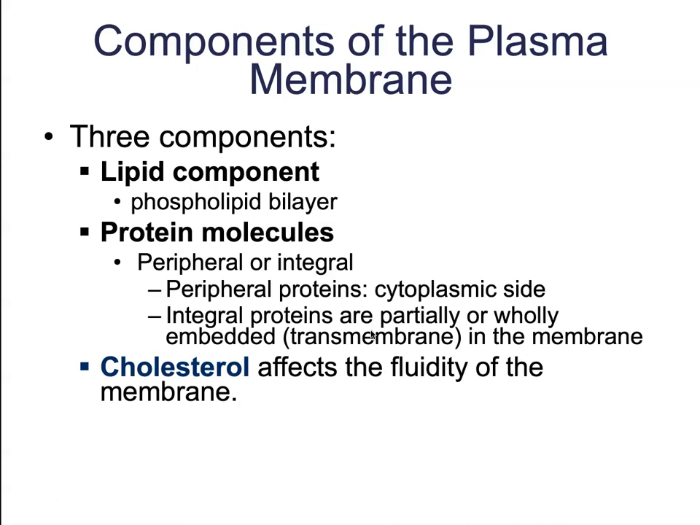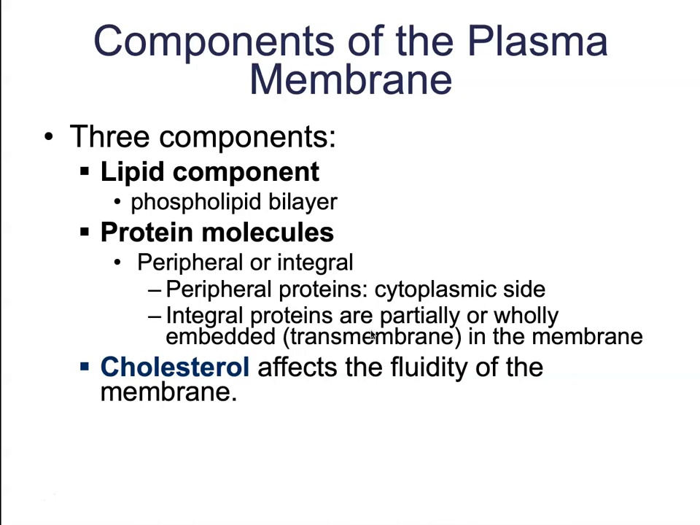The last component of the plasma membrane is going to be cholesterol. Cholesterol is actually a really important part of the plasma membrane. It's going to be a lipid steroid that's found in the plasma membrane that contributes to the fluidity and rigidity of the membrane across various temperatures. In other words, it prevents the membrane from becoming too fluid at high temperatures, so it helps the plasma membrane maintain some of its sturdiness and its structure.